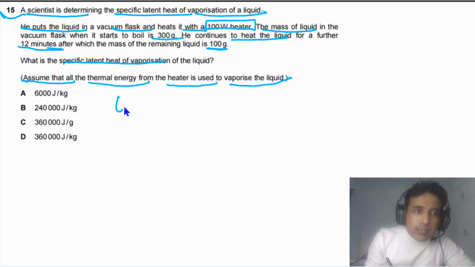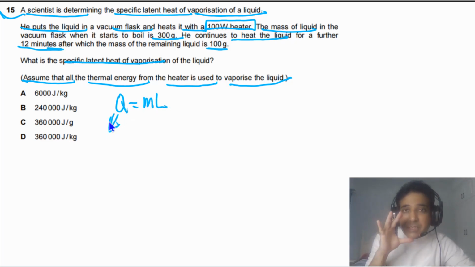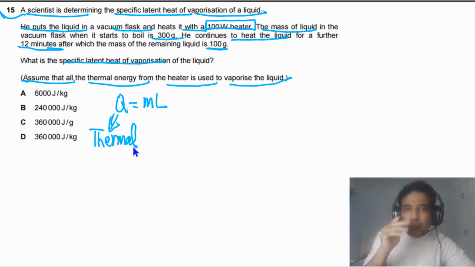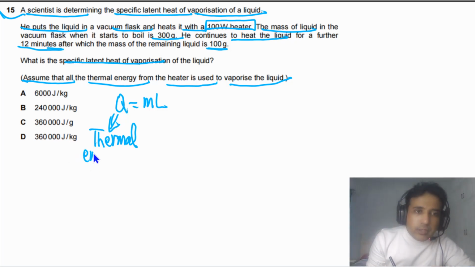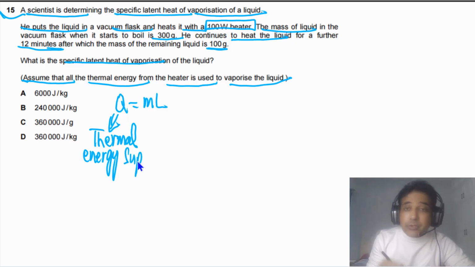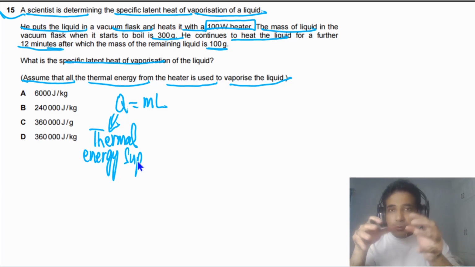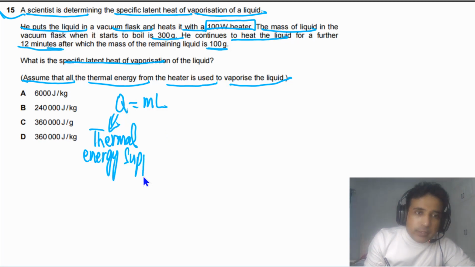So simply we can start with Q is equal to M times L. Q is the amount of thermal energy supplied. So this is thermal energy supplied. Means thermal energy used to vaporize liquid. But a better way to say this one is, this is the actual amount of thermal energy that is used to vaporize the liquid. So for simplicity, we can say thermal energy supplied.